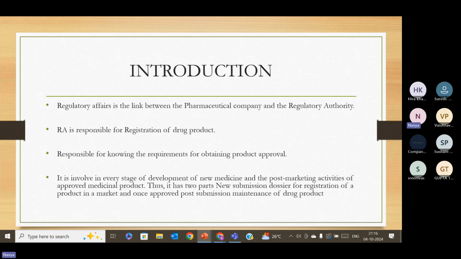So the RA is basically involved in new submission of the dossier. Okay. And second part is post submission. New submission means if I have a formulation, say it is a generic formulation. Generic, as you know, once the patent expires, it is taken up by the other company, so it becomes the generic product.